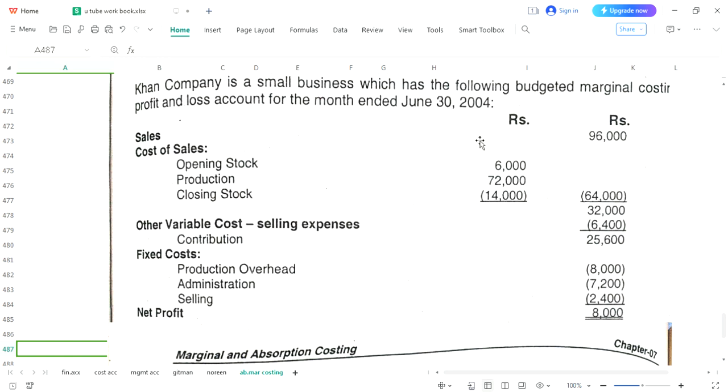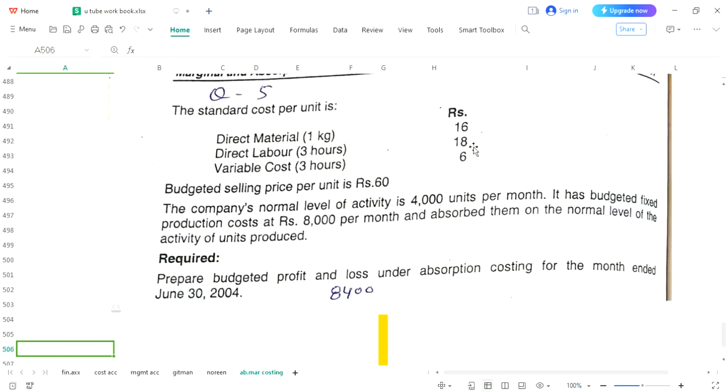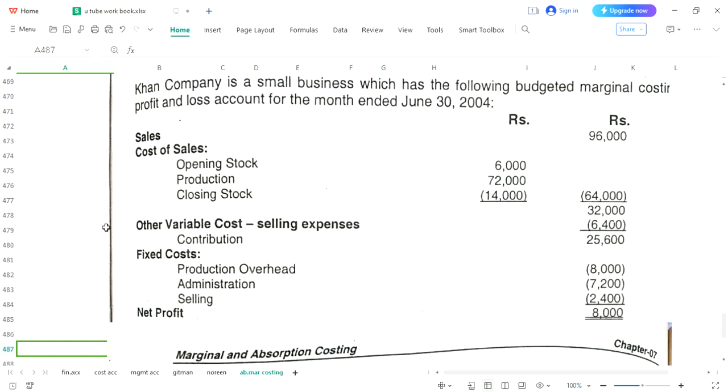So what is then the requirement? Prepare budget profit and loss under absorption costing. So the statement has been provided to us in terms of marginal costing. We need to convert this marginal costing into absorption costing.